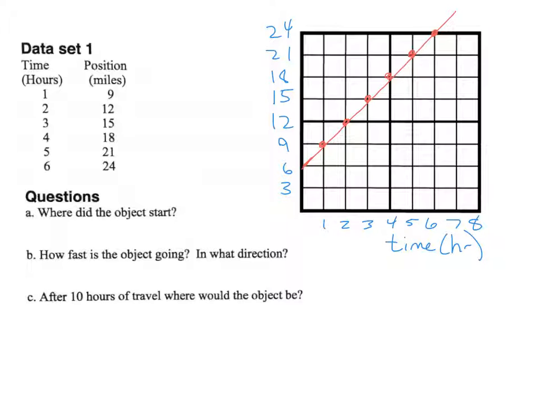So, back to the questions now that I actually got this plotted and I got the best fit drawn. Where did the object start? Now, I hope by now you remember that starting position is, again, the position. Oh my gosh, I just noticed something. I hope somebody out there is thinking about this. I did not label my y-axis. I got in such a hurry.